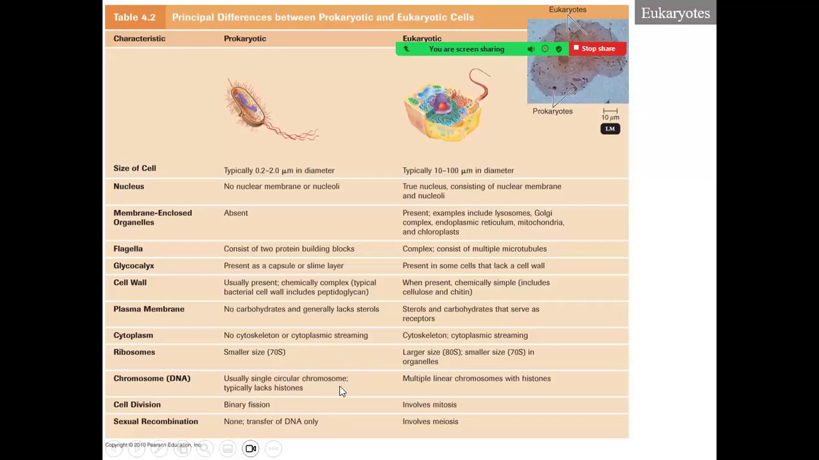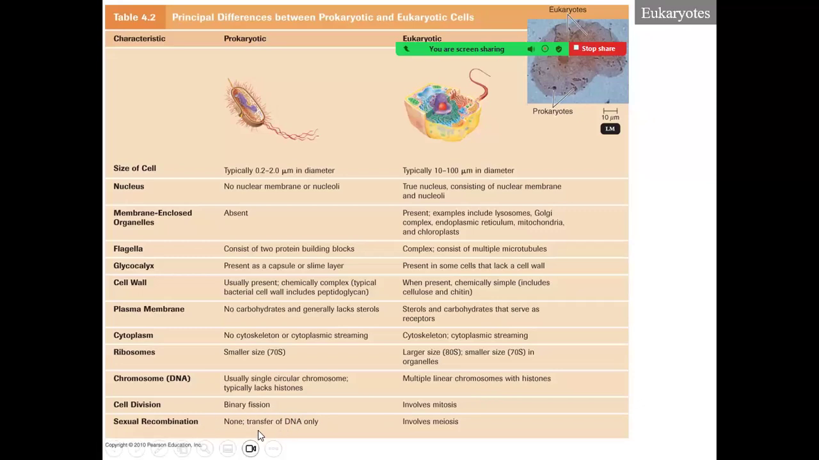The chromosome is usually a single circular chromosome in a bacteria. They lack histone proteins in the chromosome. And the eukaryote chromosome is usually multiple and they're linear, meaning the X chromosome has a beginning place and an ending place. And the chromosome has the DNA wrapped around the histones. So there's histone proteins in the chromosome. The prokaryote cell divides by binary fission. The eukaryote cell divides by mitosis.